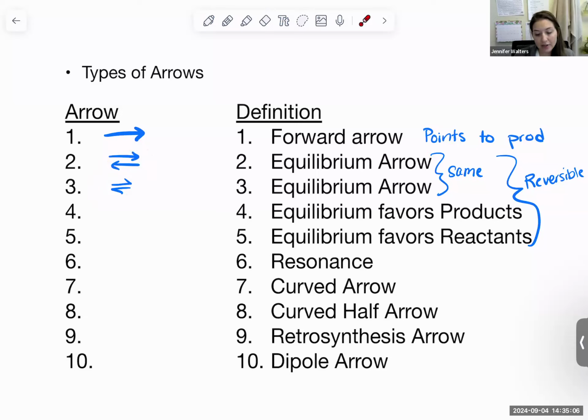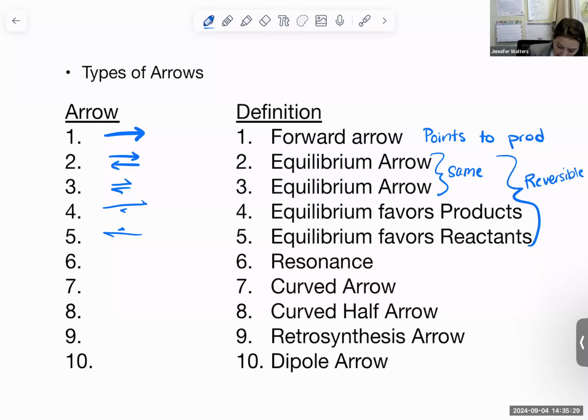If we're looking at the equilibrium that favors the products, assuming that our reactants are on the left and our products are on the right, it's going to be a long top arrow and a short bottom arrow pointing to the favored products. If it favors the reactants, then we're going to have a short top arrow and a long bottom arrow coming back.